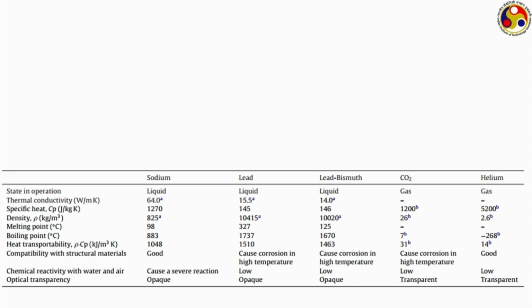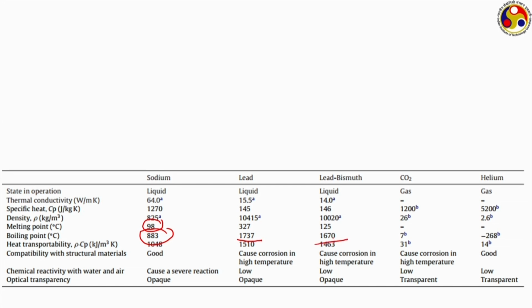Now, first let us take a look at the melting and boiling point data. Sodium has a melting point of 98 degrees Celsius and a relatively low boiling point of just around 883 degrees Celsius. Compared to that, lead has a boiling point of 1737, and lead bismuth eutectic is also quite similar.